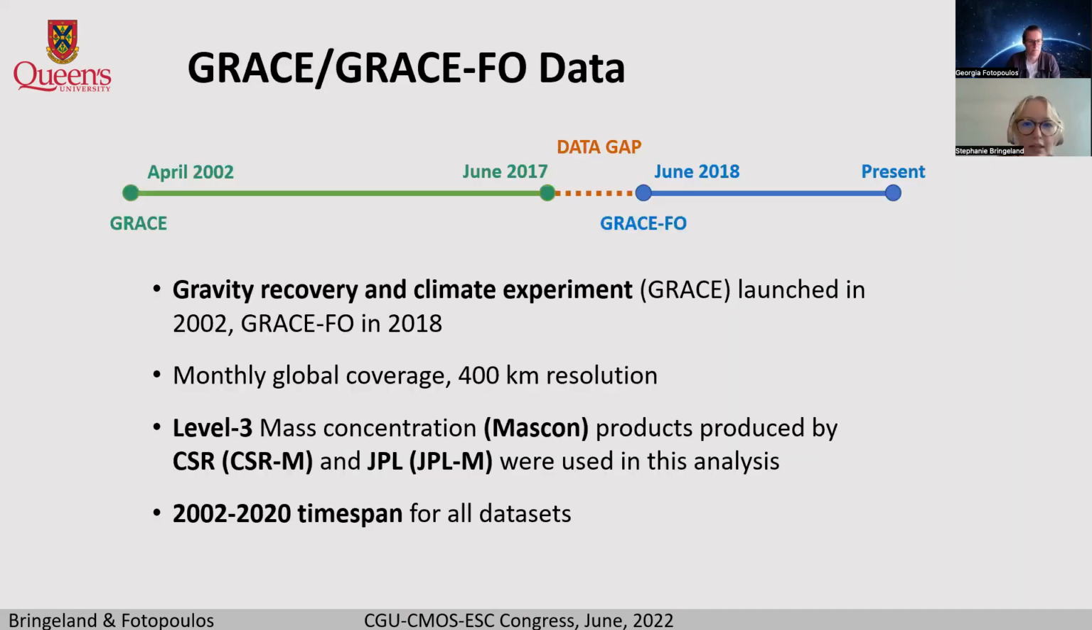So the data I'm using is GRACE and GRACE follow-on data, specifically looking at the MASCON products produced by CSR and JPL over a 2002 to 2020 time span, which is going to apply to all of the data sets I'm using, even though some of the precipitation, gauge station records, et cetera, do extend further historically. But for the data assimilation, I'm just using that limiting time span.